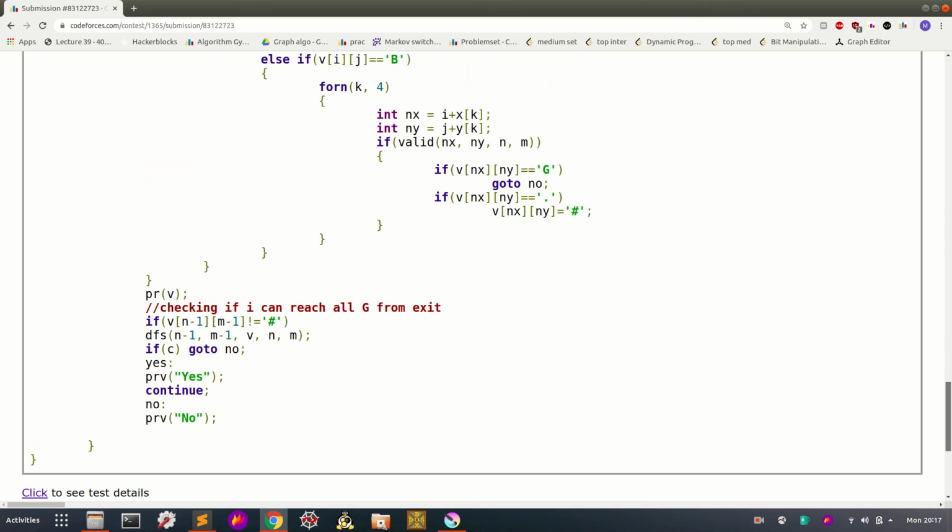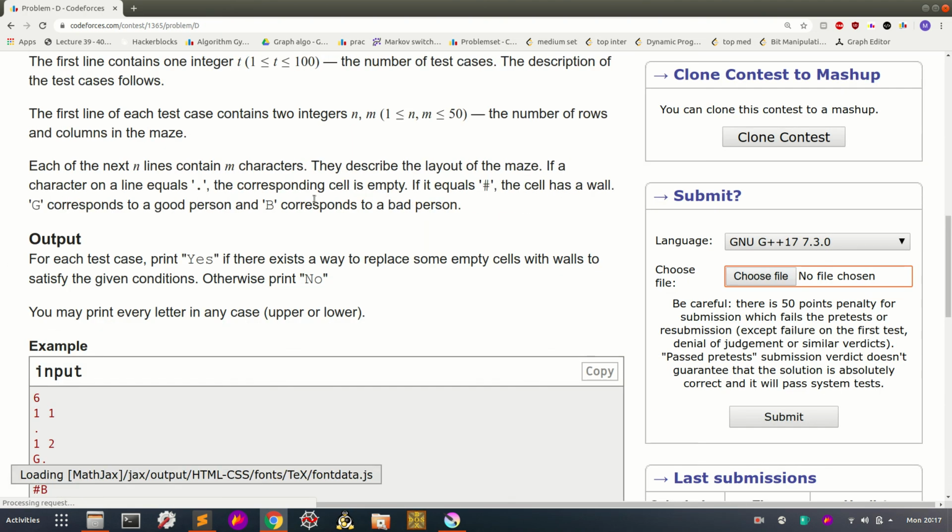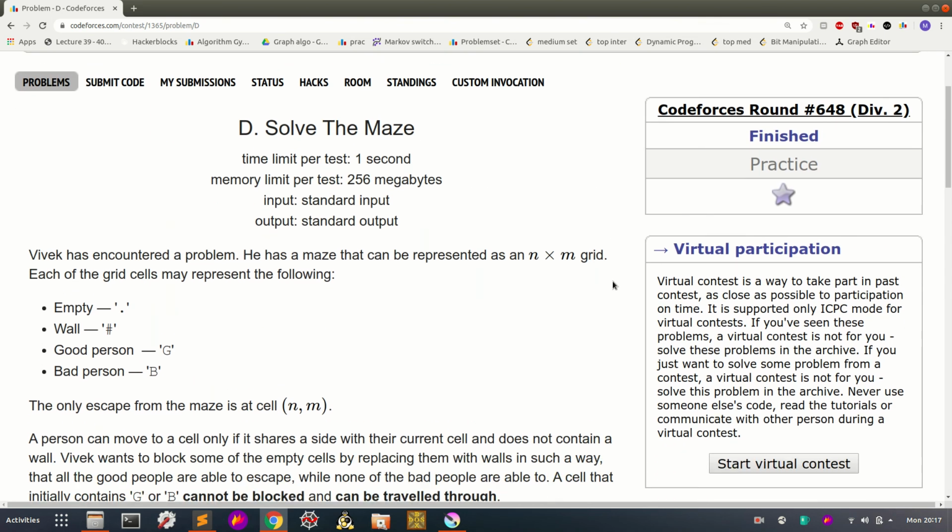So this was basically problem D of Codeforces Round 648. Thank you.